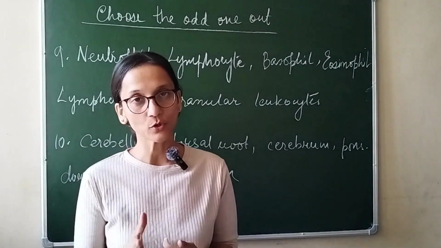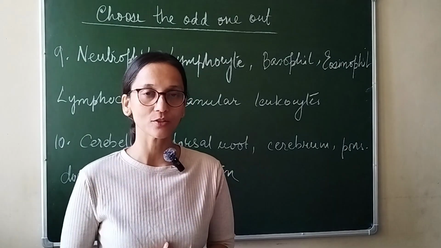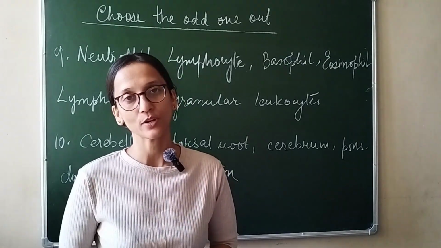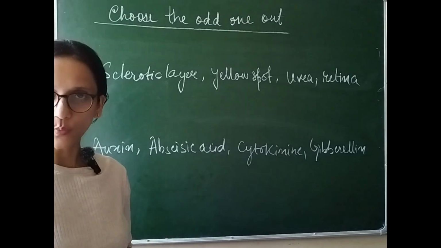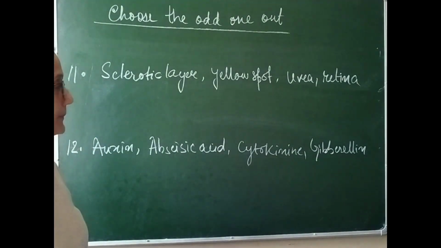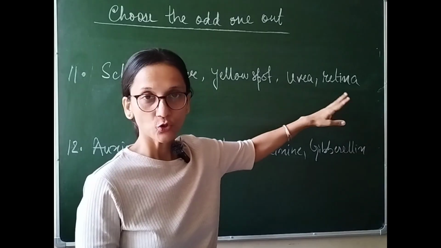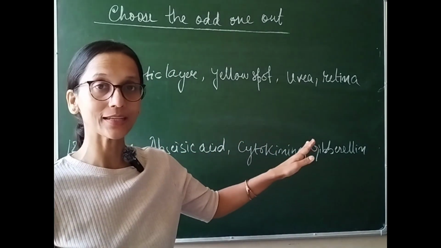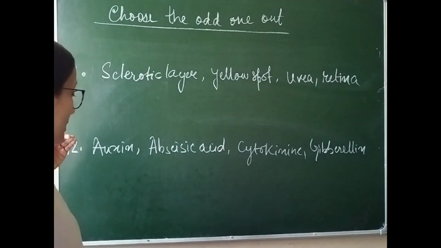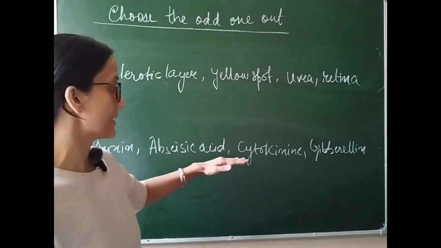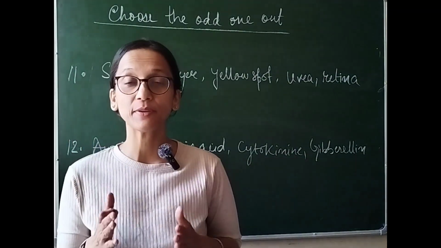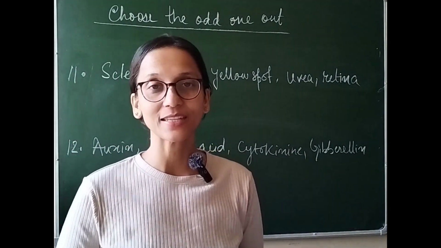Now I have few more questions for you. If you know the answers of those questions, do not forget to write them in the comment box. Here are my 2 questions for you. Question number 11: sclerotic layer, yellow spot, uvea, retina. You have to choose the odd one out and also write the category of the other 3. Question number 12 is auxin, abscisic acid, cytokinin and gibberellin. I will be waiting for your answers. Keep revising. Thank you.